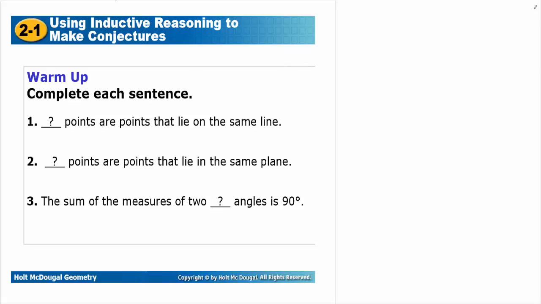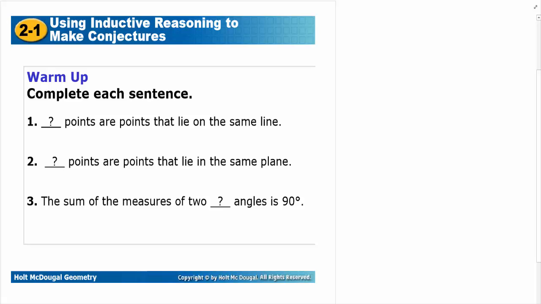Alright, so we are going into Chapter 2. Chapter 2 is going to be dealing with logic, which is a very important part of math in general, and a very important part of geometry when we get into proofs. So this chapter gets us started with proofs. Before we get into actual geometric proofs, we need to learn about logic, and that's what these first few sections are going to be about.